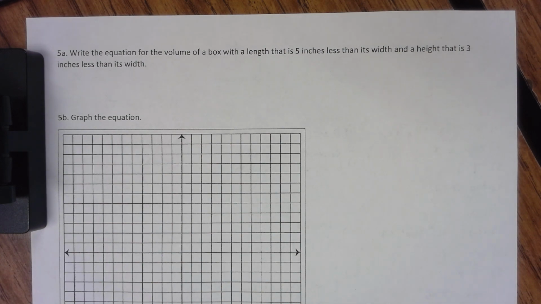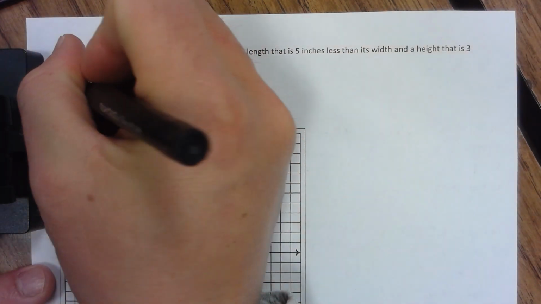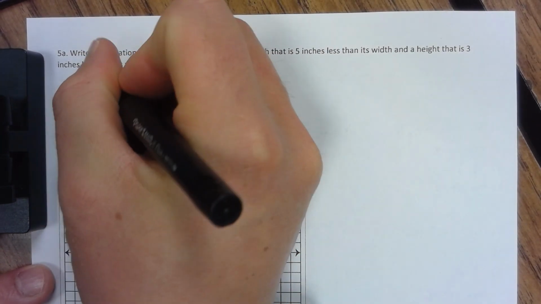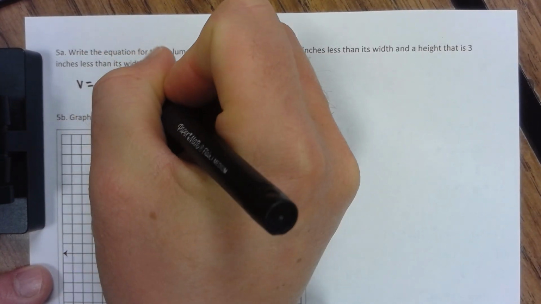So starting with the equation, okay, there's a lot going on here. And what I always start with is, and we've done this before, what do I know for sure? What I know for sure is that the volume of any box is equal to the length times the width times the height.